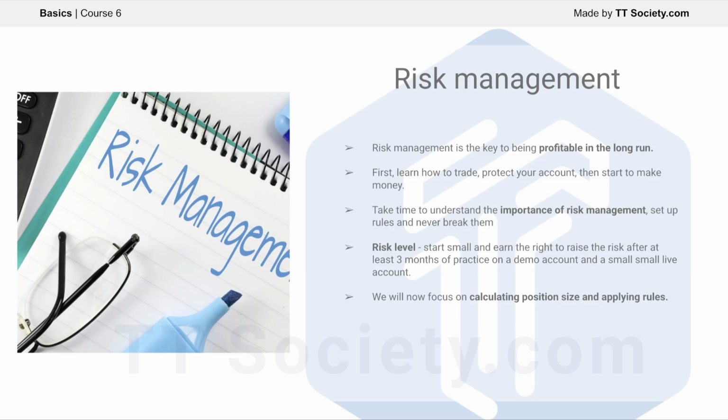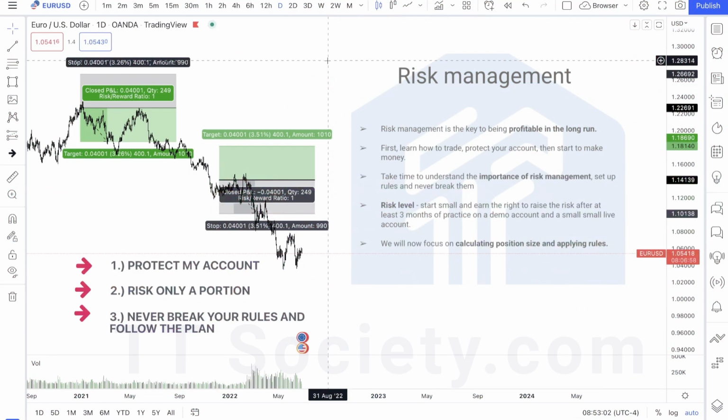After, let's say, 3 months of practicing on a demo account or a small live account, we'll focus on calculating position size and applying those rules. So let's look at a couple of examples here. We're back in TradingView. Now, TradingView allows us to use so-called long and short position tools. We're going to look at these tools in a second that will help us protect our money, help us manage our risk by using them and having clearly defined levels, risk levels. We will be protected from losing all of our money.